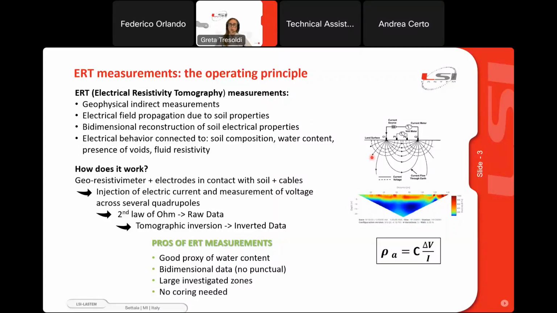So which are the main pros of this kind of measurements? First of all, that they are strictly related to the water content. So resistivity is a good proxy of water content. The resistivity section is bidimensional, so it's not a single point measure, but a section of a large area. In this case, you can see here a 141 meter profile and 22.5 meters of depth. So you can retrieve information on large investigated zones, and you don't need to core.